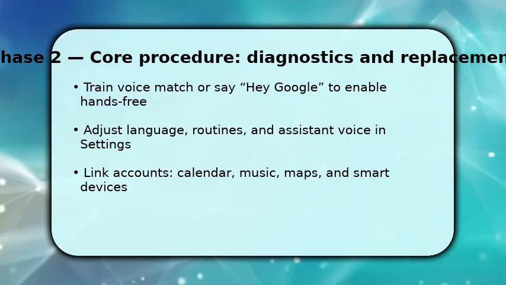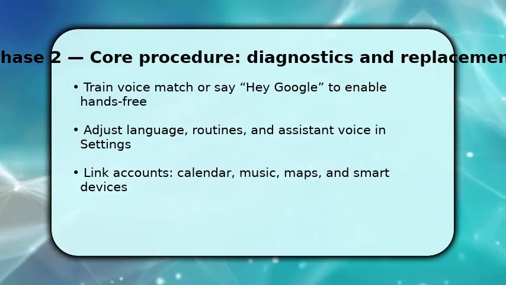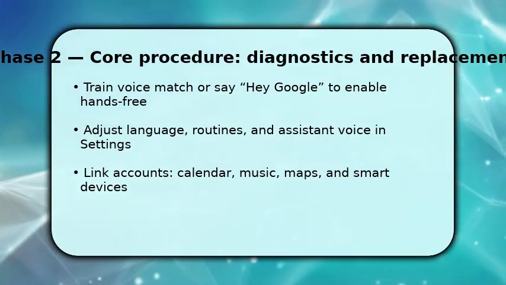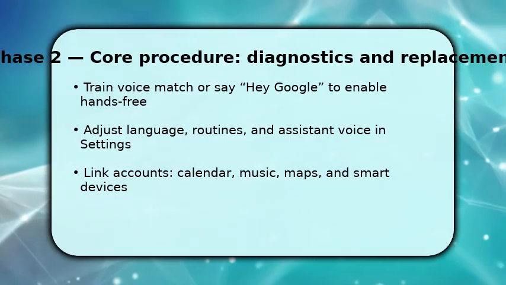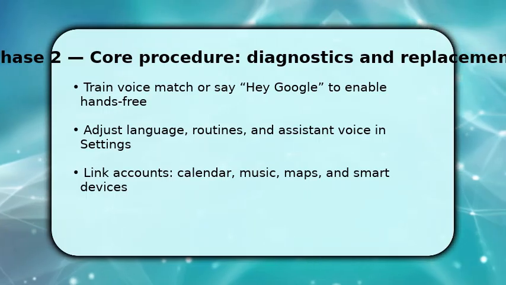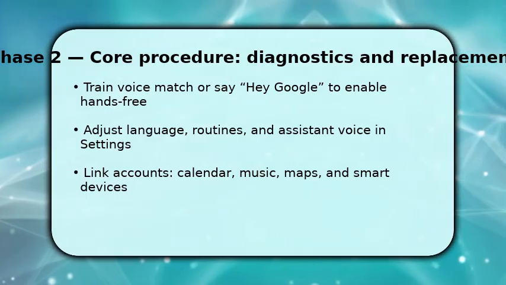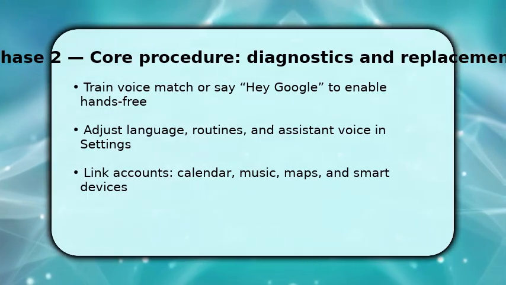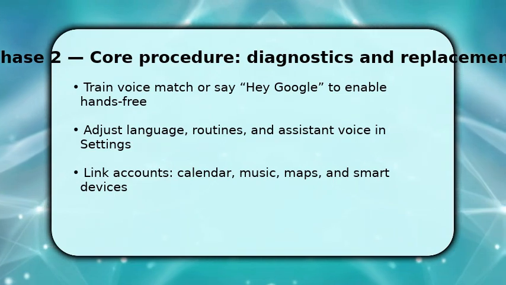Then open Assistant settings to choose language, voice, and set routines for morning or commute tasks. These automate repeated actions. Also link your calendar, music services, maps, and smart home accounts so Assistant can read events, play content, and control devices. This expands usefulness and reduces manual steps later.